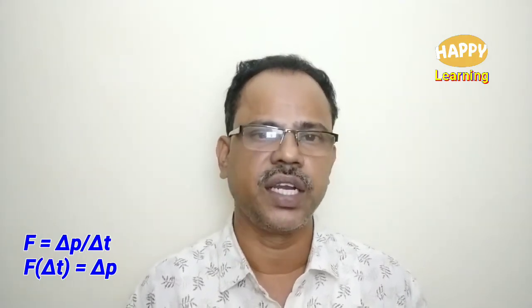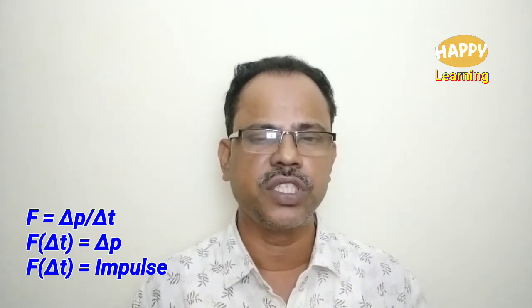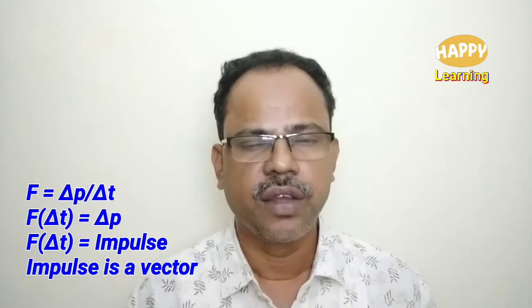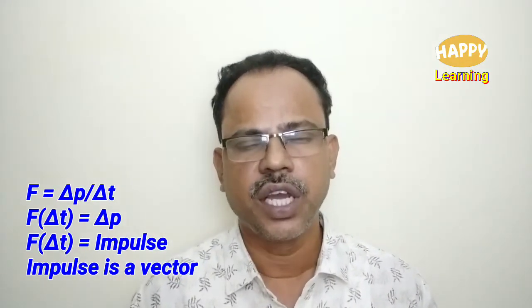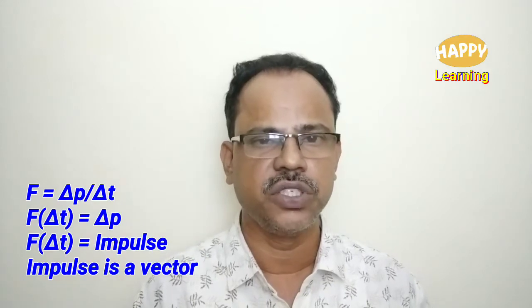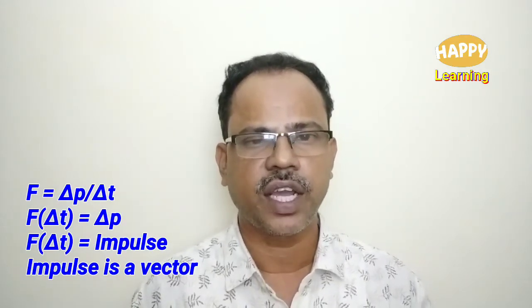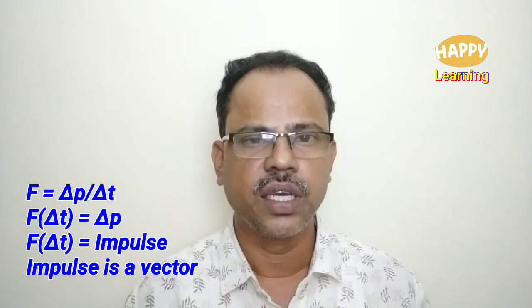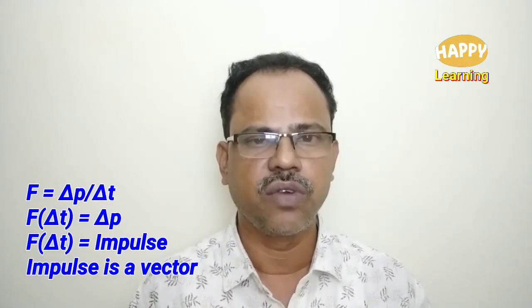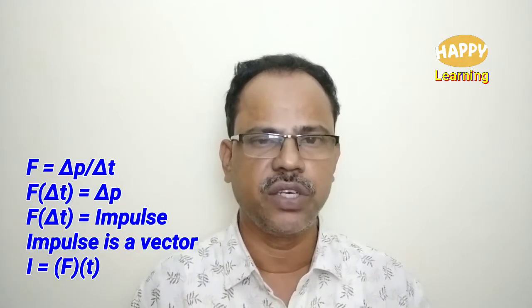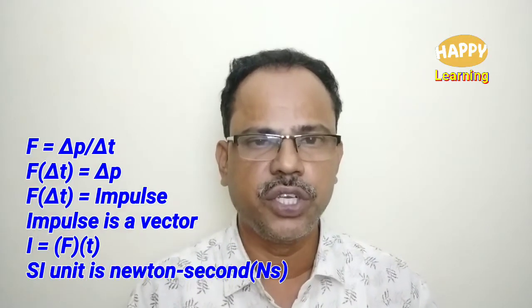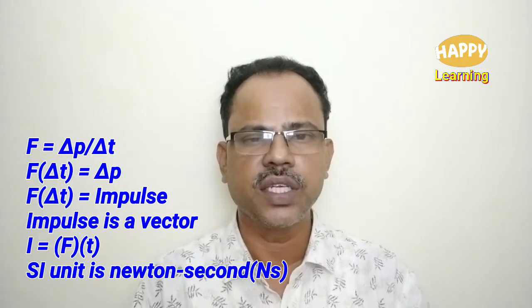So this left hand side, force into time, F into delta T, is called impulse. Force into time is called impulse. And impulse is a vector. Its unit is Newton second. The unit for force is Newton and the unit for time is second. So impulse I is equal to force into time, I is equal to F into T. So the unit is Newton second.